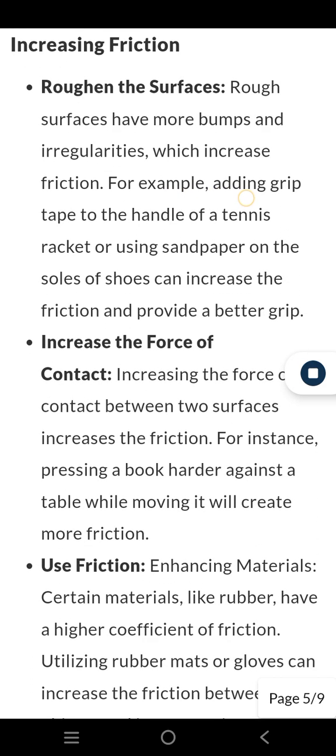Increasing friction. Roughen the surfaces. Rough surfaces have more bumps and irregularities, which increase friction. For example, adding grip tape to the handle of a tennis racket or using sandpaper on the soles of shoes can increase the friction and provide a better grip.